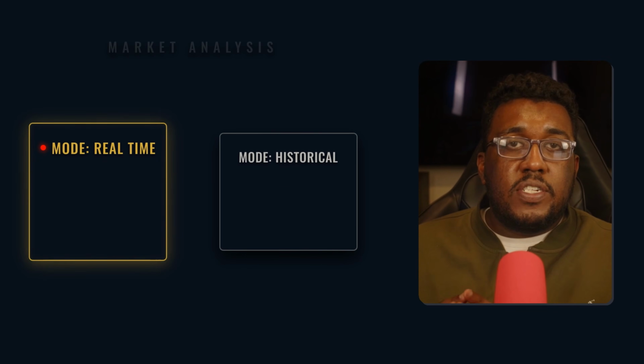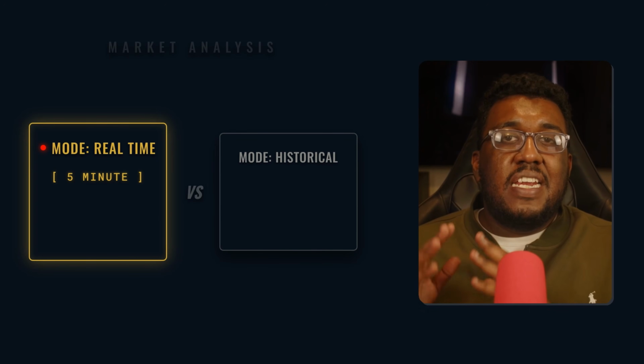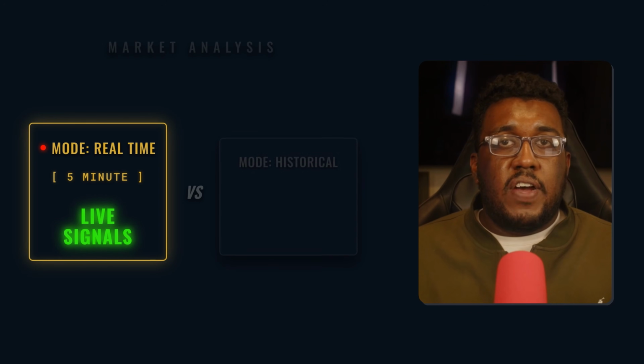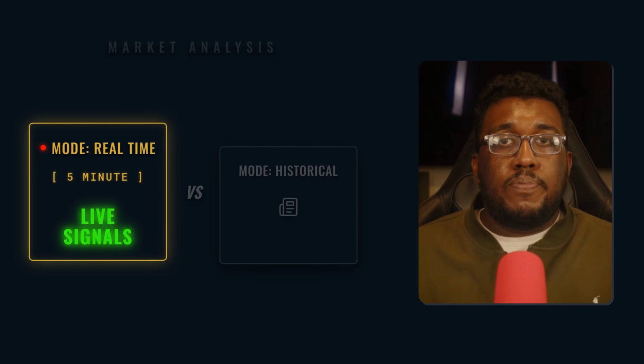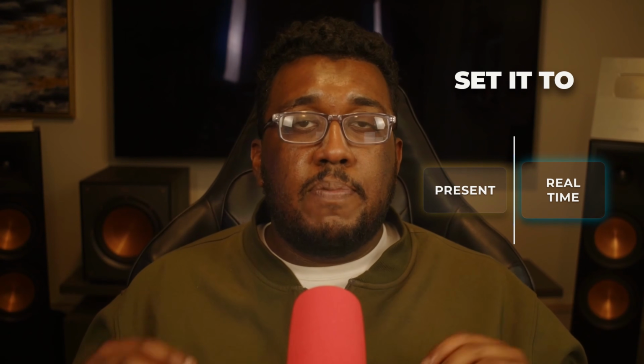For mode, you guys want it to be real time or present. This is non-negotiable on the 5-minute time frame. You need live signals. Historical mode on the 5-minute chart is like reading yesterday's newspaper to predict today's traffic. It's just not going to work.